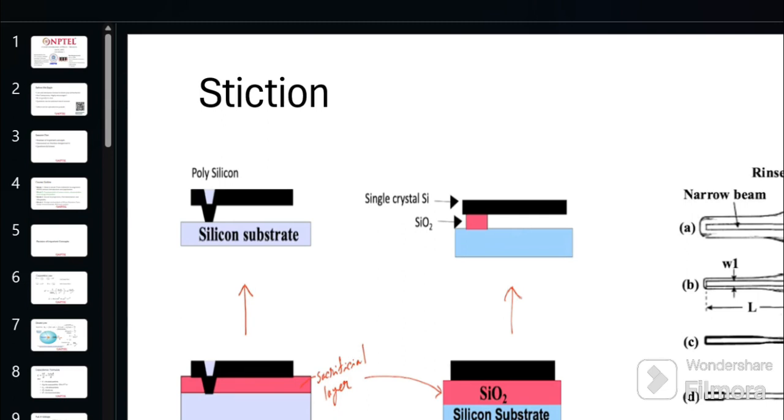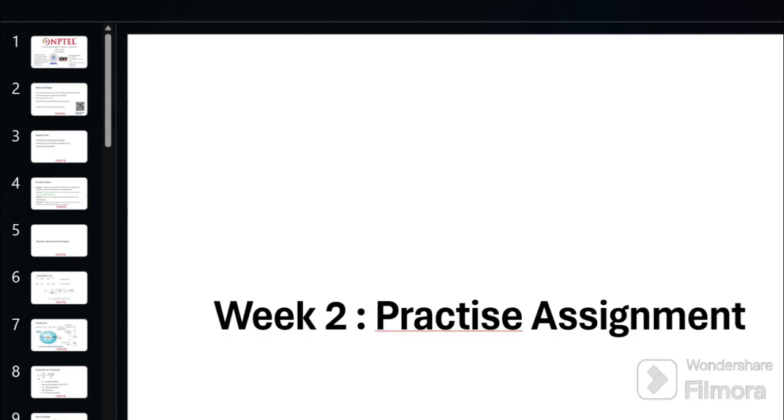That phenomenon is called stiction, and to remove it we need thorough drying, or else we use a rinse fluid like methanol, so that the surface tension of the fluid is reduced, the adhesion of the liquid droplet is minimized, and there is no friction between the two surfaces. So these are the important concepts discussed this week.